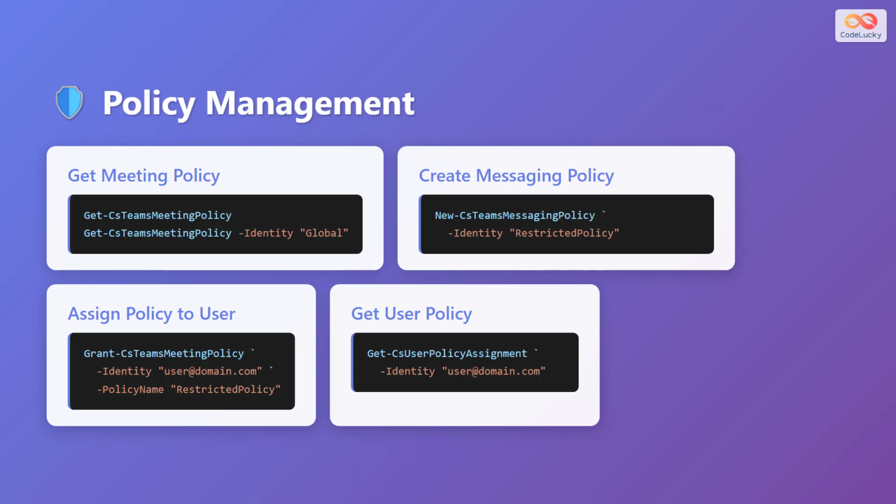To check which policies are assigned to a specific user, use Get-CsUserPolicyAssignment with the user's email address. Policy management allows you to enforce different rules for different groups, such as restricting guest access for certain departments or enabling advanced meeting features for executives.